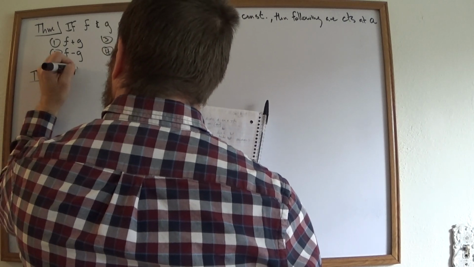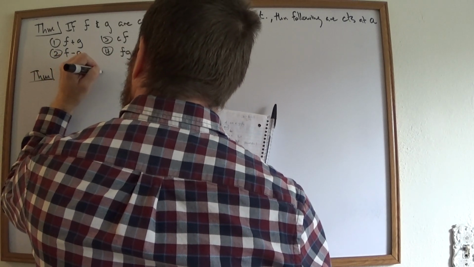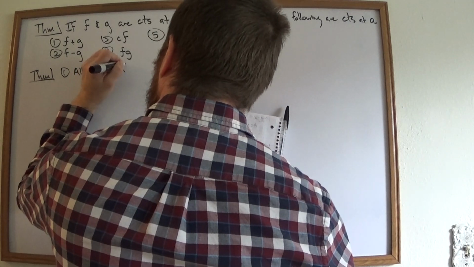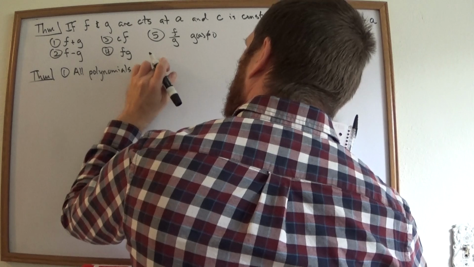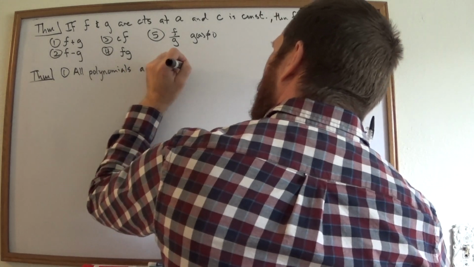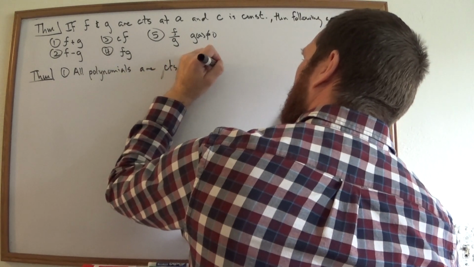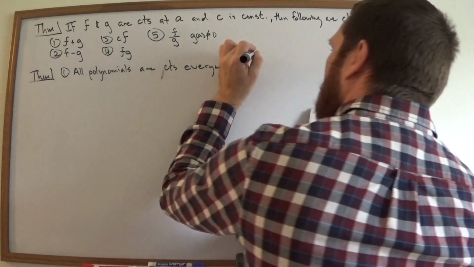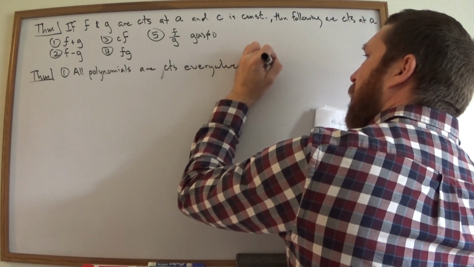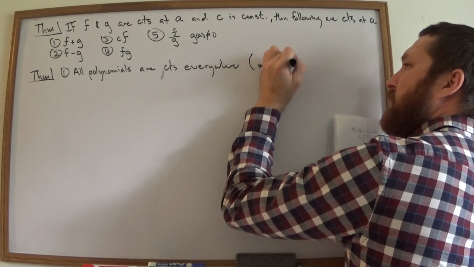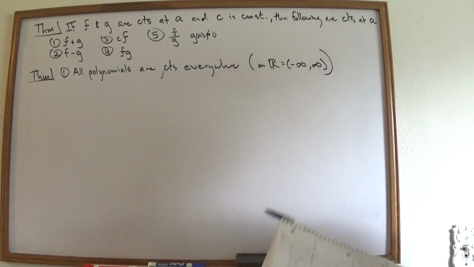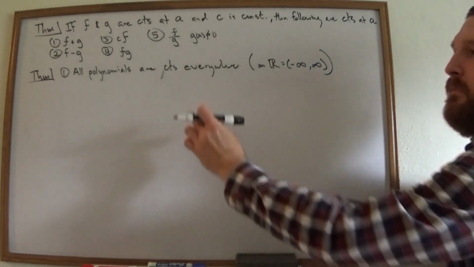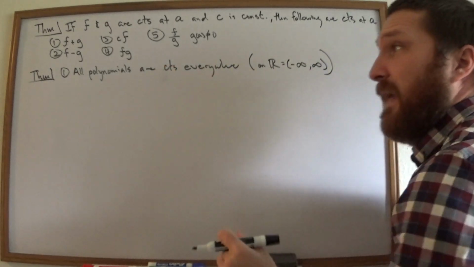Two parts to it. One: all polynomials are continuous everywhere. That is, on all real numbers, which is the interval negative infinity to infinity. So whenever we say everywhere, we mean all real numbers. We're going to prove that one.